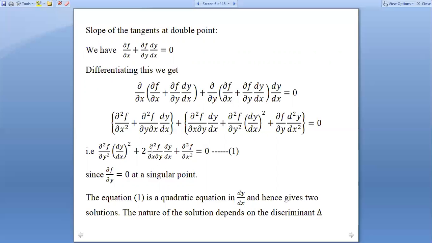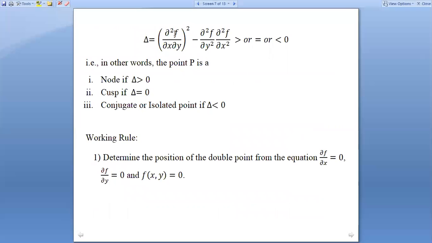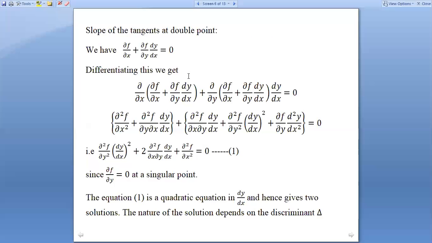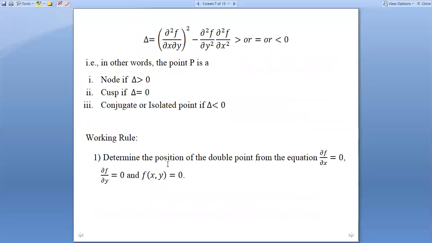B square is 2 dou square f by dou x dou y. So I can write it as dou square f by dou x dou y the whole square minus dou square f by dou y square into dou square f by dou x square. So if this value is greater than, equal to, or less than 0, then we get different kinds of points.